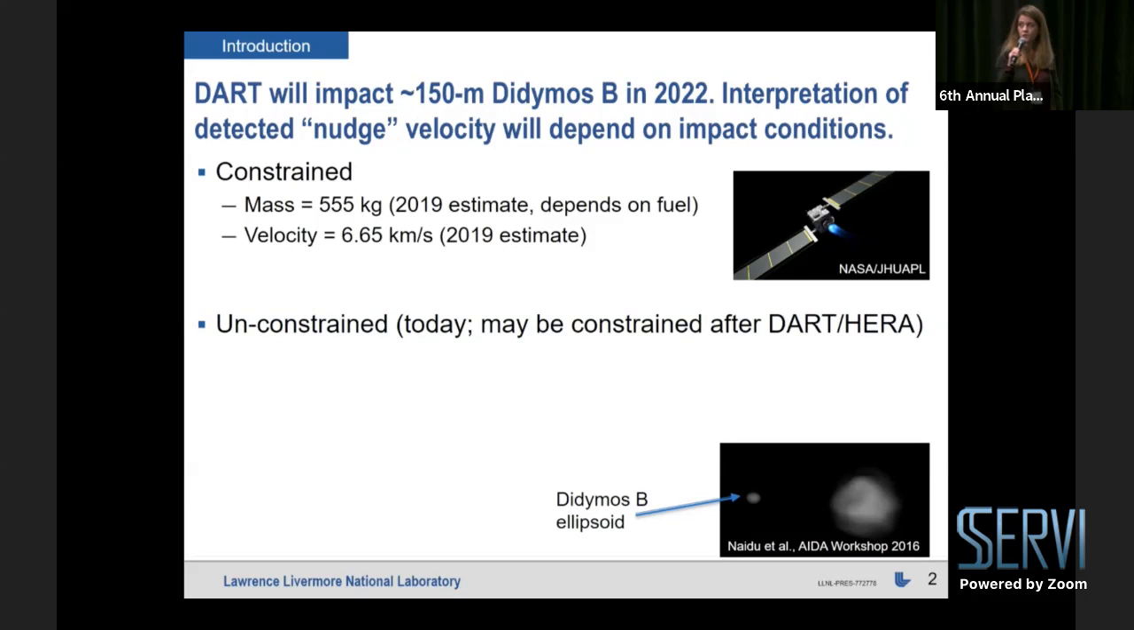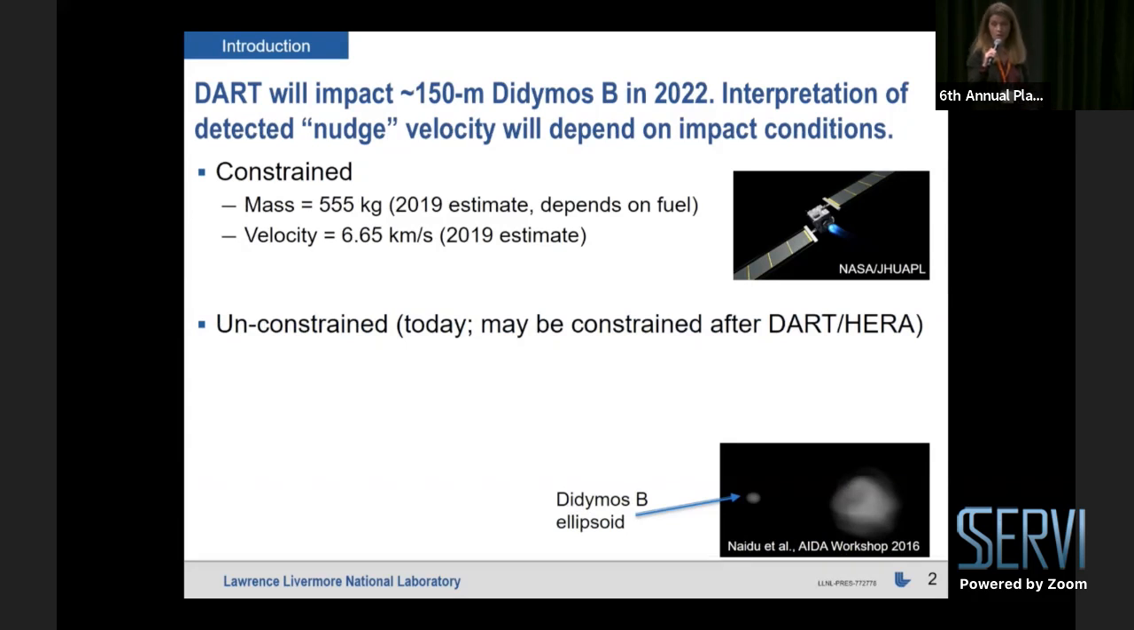But interpretation of the detected nudge velocity that we'll see from that mission will depend on a variety of initial conditions, some of which are constrained and some of which are unconstrained, or at least they're unconstrained right now. They might be constrained after DART and the HERA missions occur. In the constrained category, we of course have the spacecraft mass, 555 kilograms, and the velocity, 6.65 kilometers per second. Those are the most recent estimates from the engineering team.